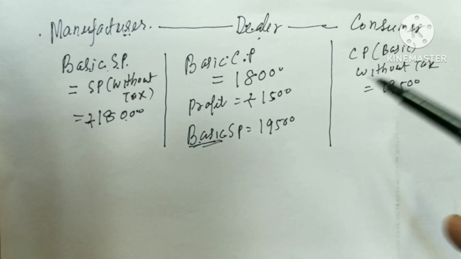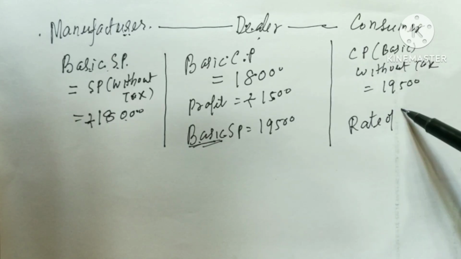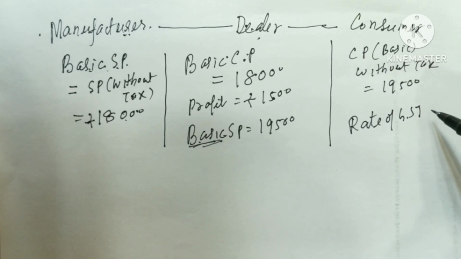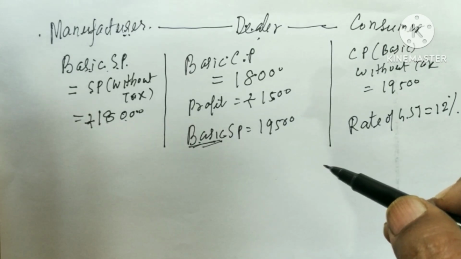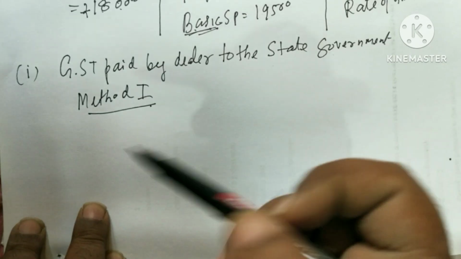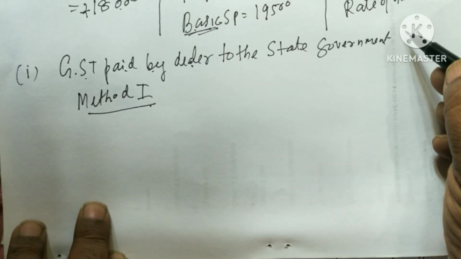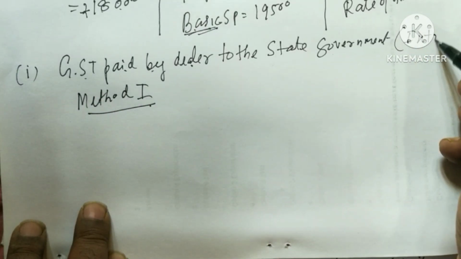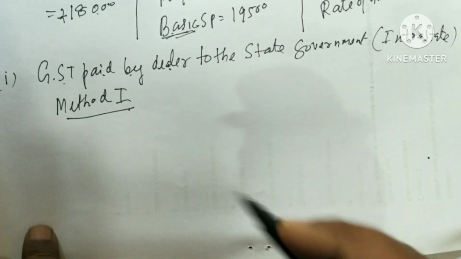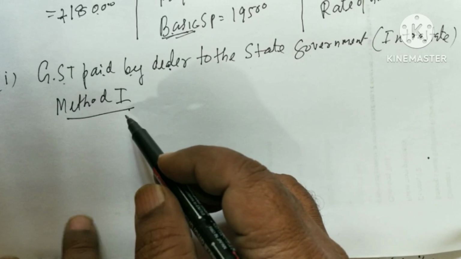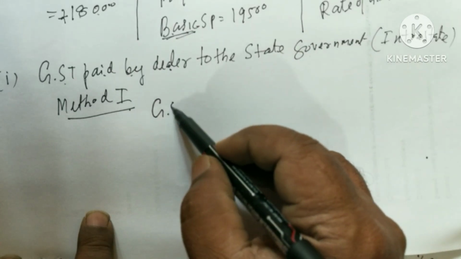Now the rate of GST is 12%. Now the first question is, we have to find the GST paid by the dealer to the state government, and it is intrastate. So method 1 is the shortcut method.